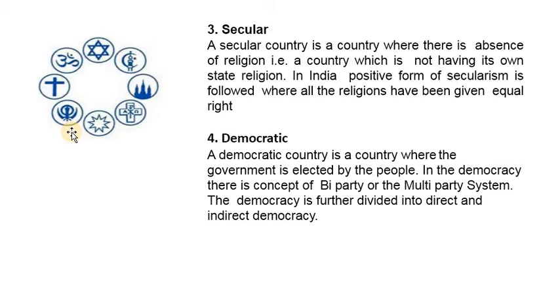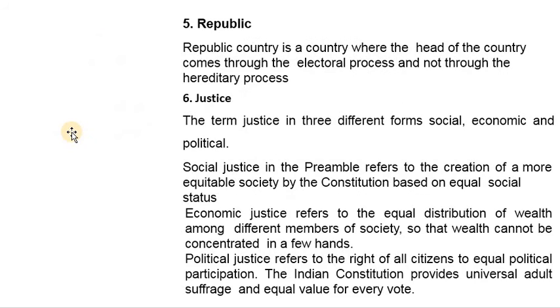So it is also further divided into direct and indirect democracy. Then the republic. The republic means Ganatantra. A republic is a country where the head of the country comes through the electoral process and not through the hereditary process. Republic means we elect that person and not by heredity. That means the king, which was the earlier system, the hereditary process, the king, then his son, and then his son. That's not part of this type of constitution, the republic word.